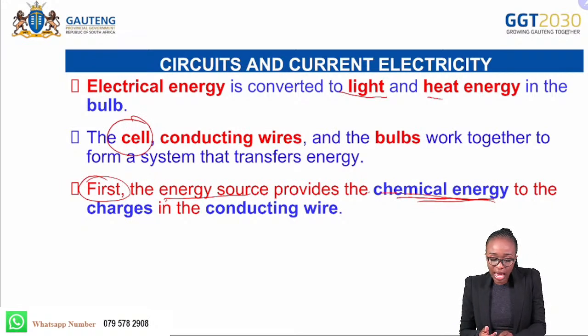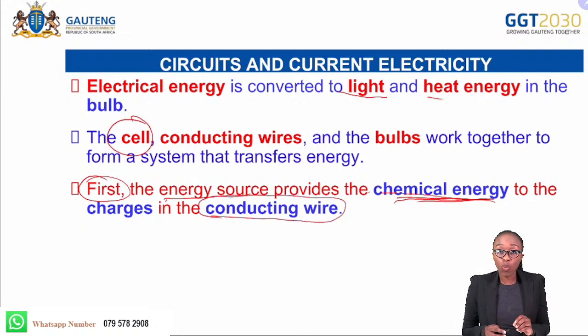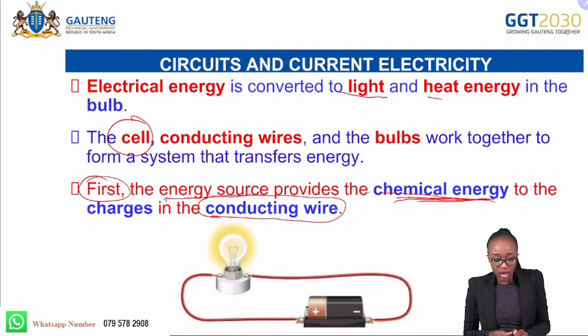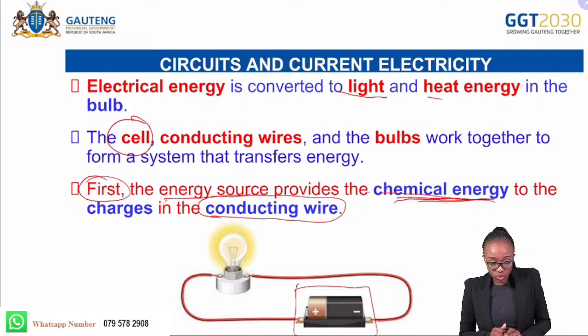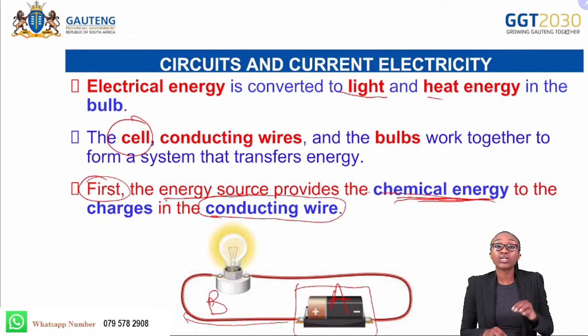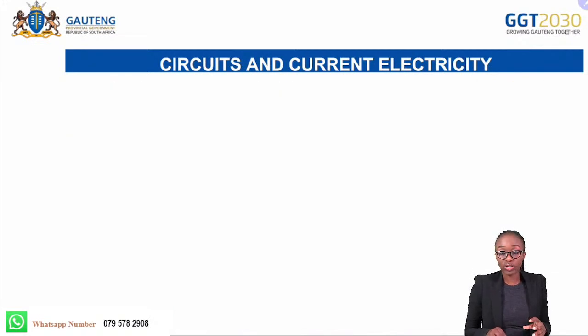So now, after we've provided the chemical energy to the charges, it moves on to the conducting wires. So we now know our starting point. The starting point is the cell. Then from the cell, we move on to the conducting wires. So this is our energy source. Our energy source provides chemical energy, which is then transferred to our conducting wire. So this is our point A and this is our point B. So we now know where we started, and now we know our second point of transference.